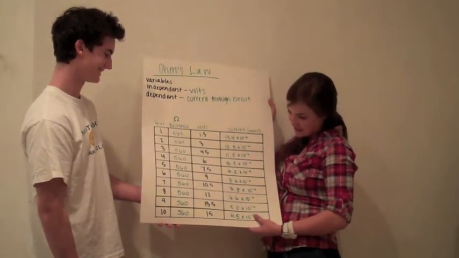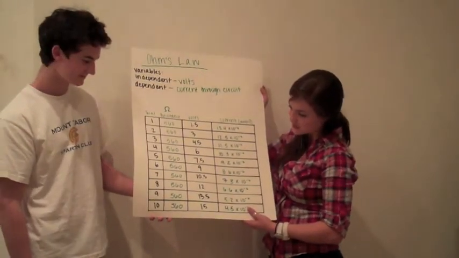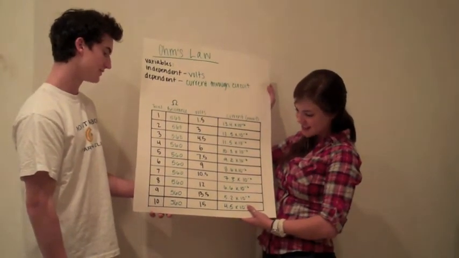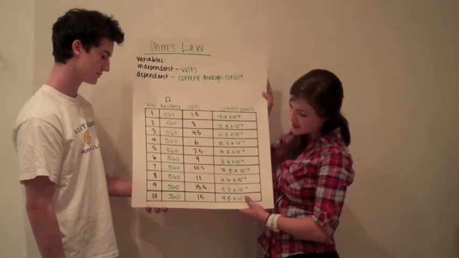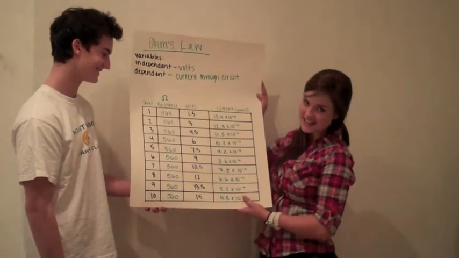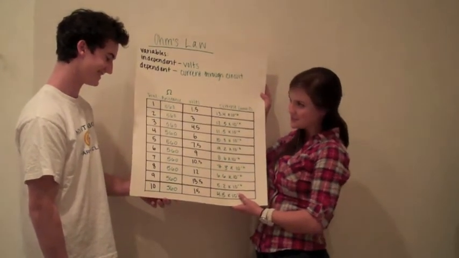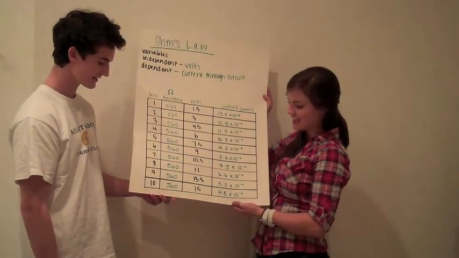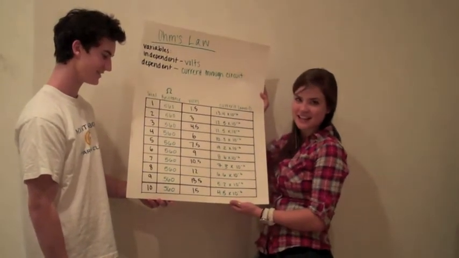For trial 6, it was 560 ohms, 9 volts, and 8.6 times 10 to the negative 6 amps. For trial 7, it was again 560 ohms, 10.5 volts, and 7.3 times 10 to the negative 6 amps. For trial 8, it was 560 ohms, 12 volts, and 6.6 times 10 to the negative 6 amps. For trial 9, it was 560 ohms again, 13.5 volts, and 5.2 times 10 to the negative 6. And finally, for trial 10, 560 ohms, 15 volts, and 4.5 times 10 to the negative 6 amps.